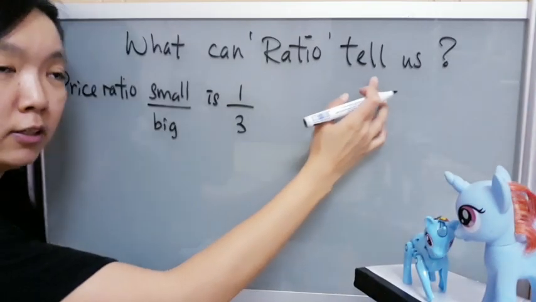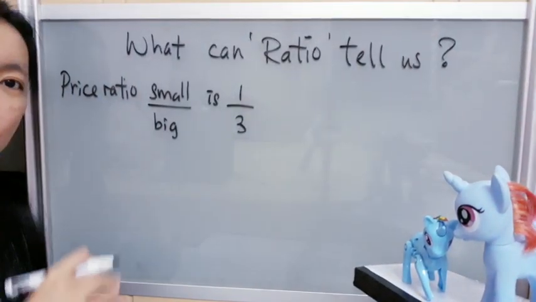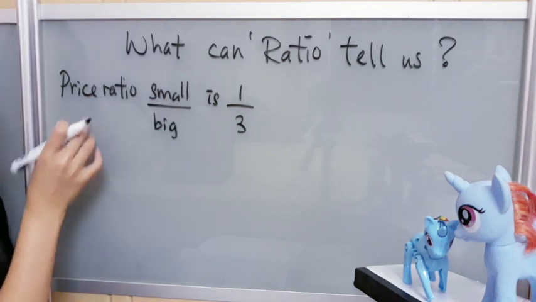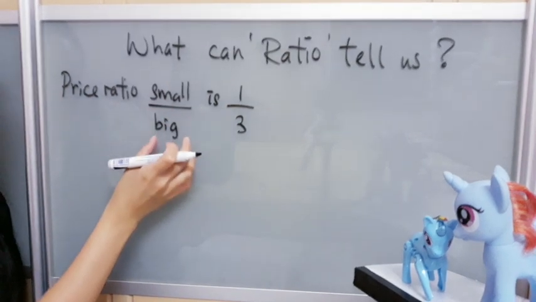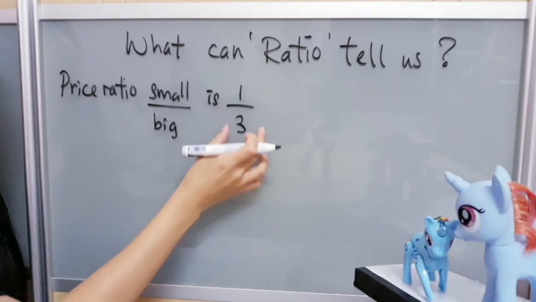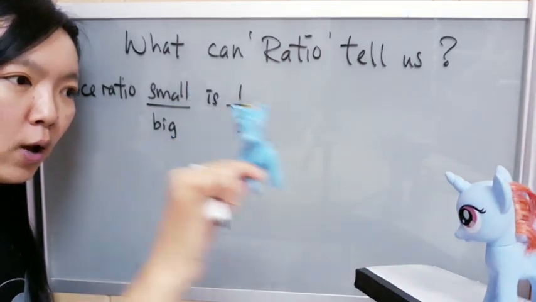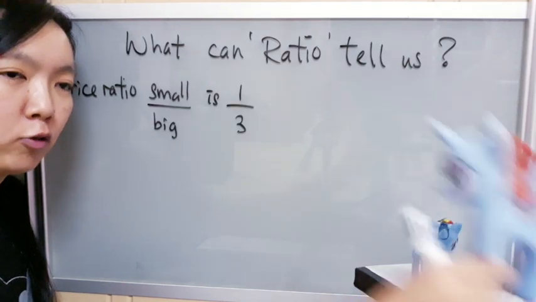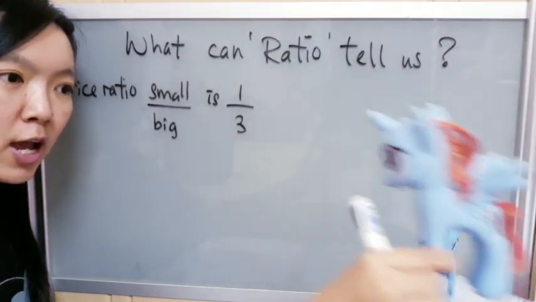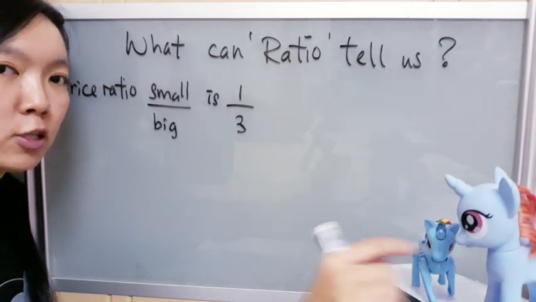What can ratio really tell us? Let's have a look at these two little friends here. The price ratio of the small pony to the big pony is 1/3. So the price is 1/3. That means that the price of this is 3 times more than the smaller one.